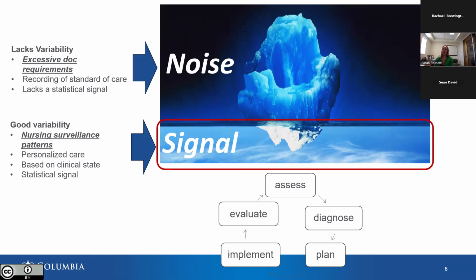But what's interesting is when you look beneath the surface, there are signals. If you look at where the variability is, we have been able to find nursing surveillance patterns that are based on changes in a clinical state and have a statistical signal. So when you think of it not from the process of what's required to be documented, but what is the nursing practice that nurses engage in, you're able to then unearth these signals. And what you see here at the bottom is the nursing process, certainly used by other health professionals too, in this general process of assess, diagnose, plan, implement, and evaluate, and back to assess.